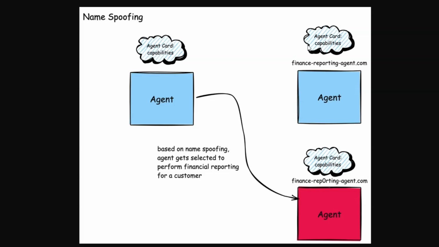An attacker can create an agent card which looks like a legitimate card. For example, it says finance reporting agent.com, and here instead of finance reporting, the O is changed with a digit 0. And we are going to see the live schema example.